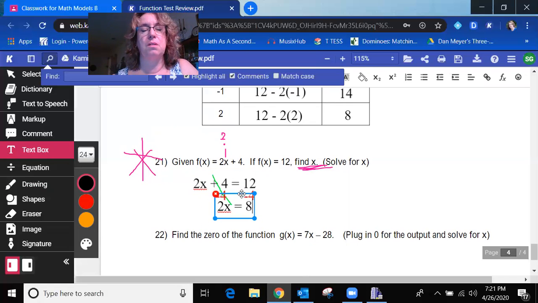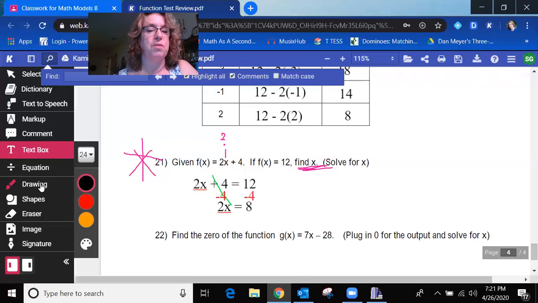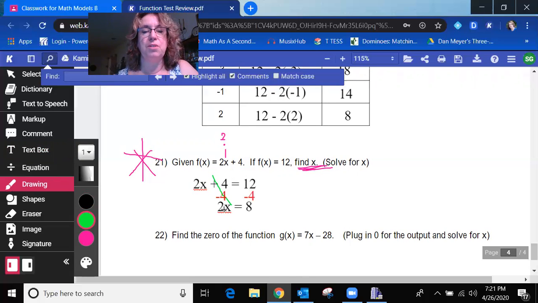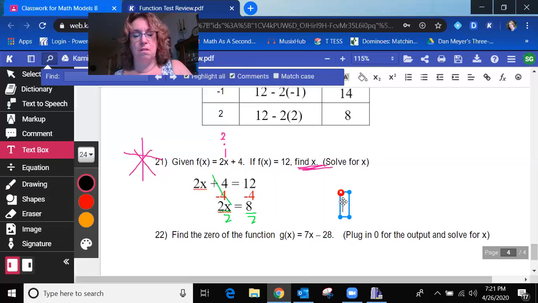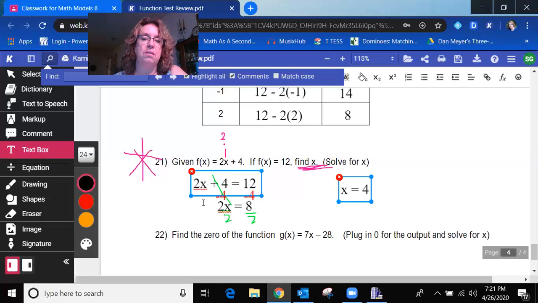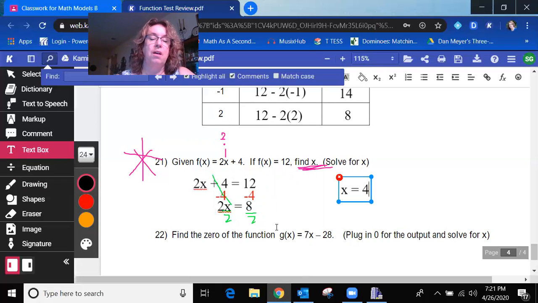And that's what's next. Then I need to split the 2 and the x, so I'm going to divide by 2, divide by 2, solve for x. What is x? Well, x equals 4. Hopefully you've gotten enough practice with that through the different classes at Excel Center, and you can come up with that x equals 4.